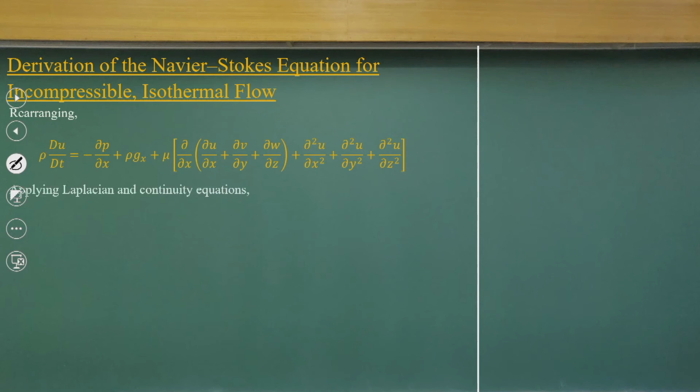rearranging these terms, I get very interesting equations. This is the continuity equation. Del dot v is 0 for incompressible flow. That is what I get if I substitute those values.